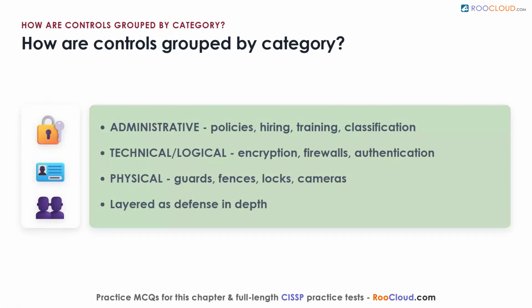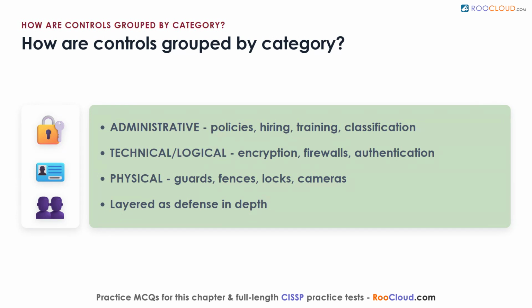How are controls grouped by category? Into three families that work in layers. Administrative controls are the policies and procedures, things like hiring practices, background checks, data classification, and security training. Technical controls, also called logical controls, are the hardware and software mechanisms, like encryption, firewalls, access control lists, and authentication methods. Physical controls protect the facility and real-world objects, like guards, fences, locked doors, and cameras.